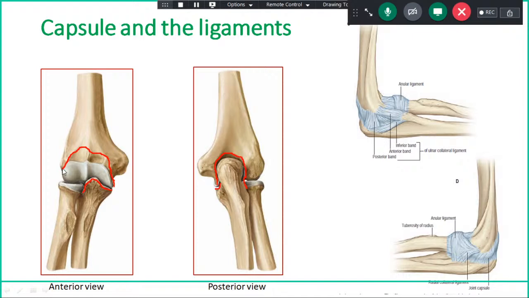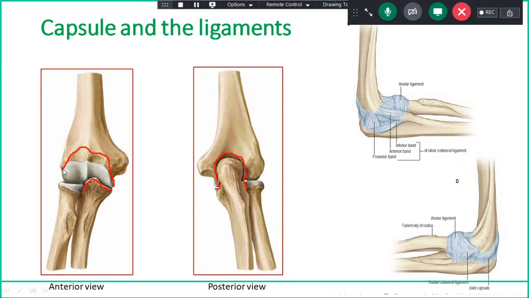This is very important for you to draw the capsule during the exam. We do ask about the attachment of the capsule of the elbow joint, or whichever joint you are being asked. You should know the capsular attachment of that joint, which is very important.